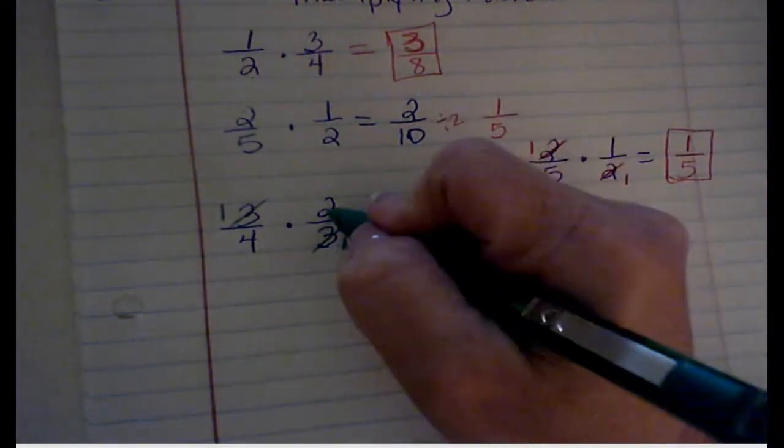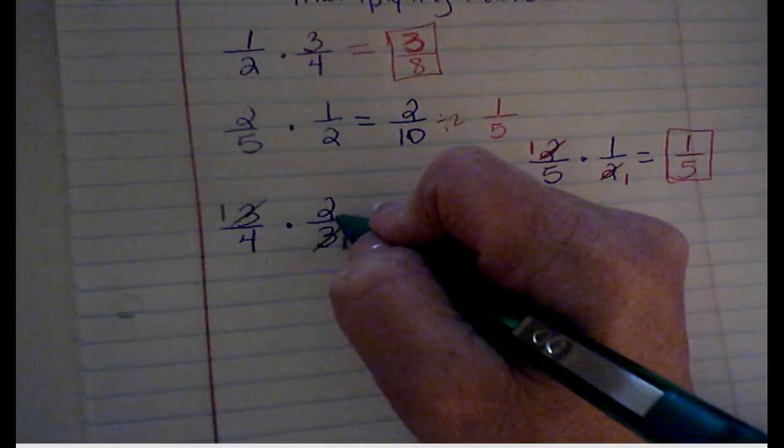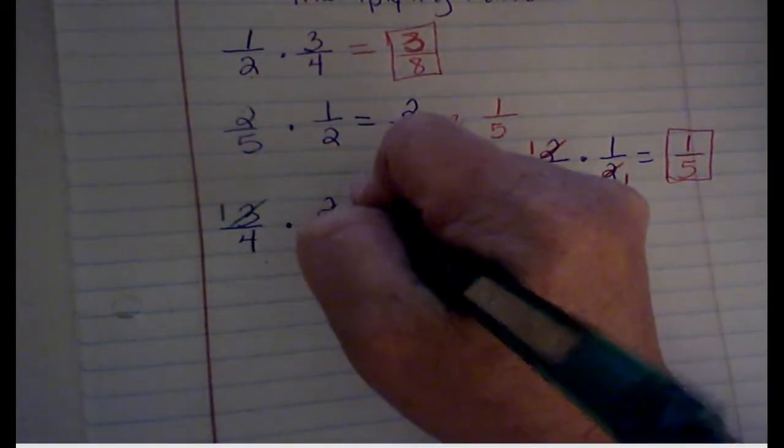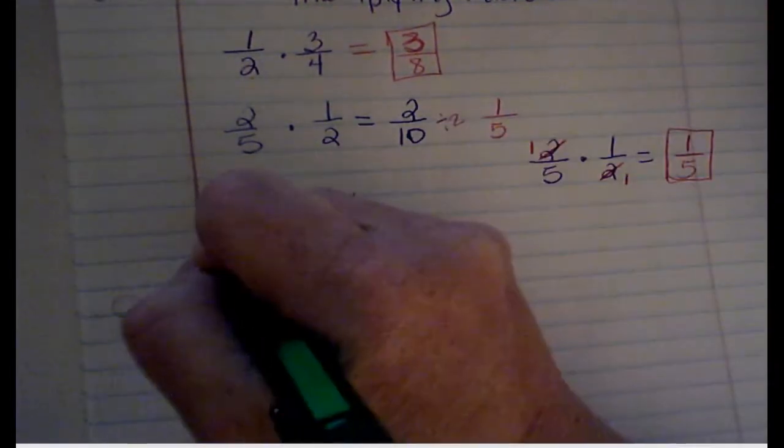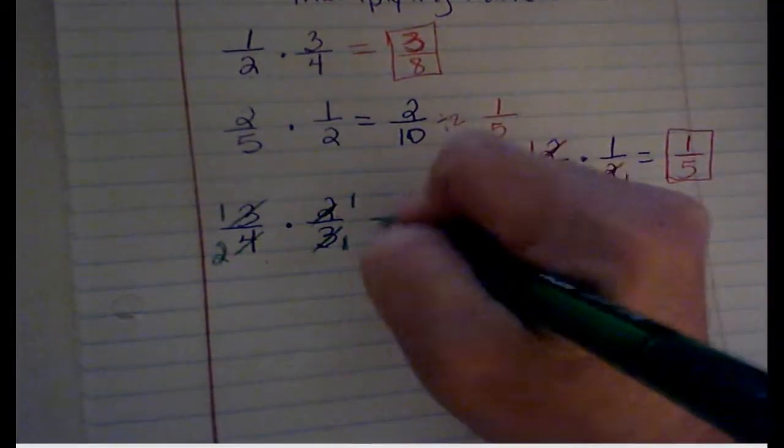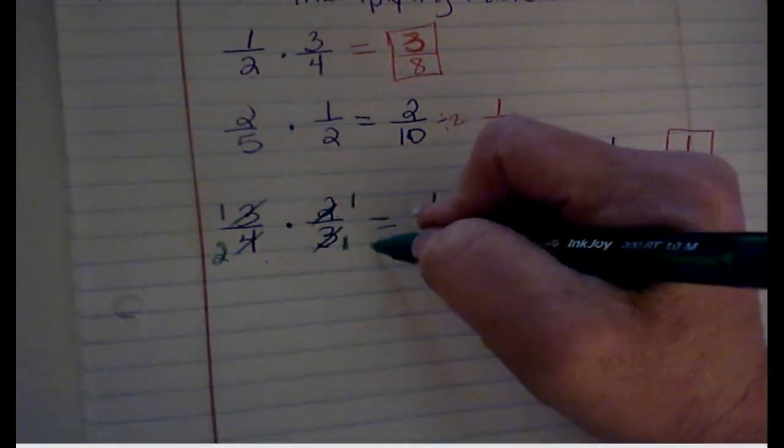Now I look diagonal this way, 2 and 4. I can divide both of these by 2. 2 divided by 2 is 1. 4 divided by 2 is 2. So now I have some fractions I can multiply. 1 times 1 is 1. 2 times 1 is 2.